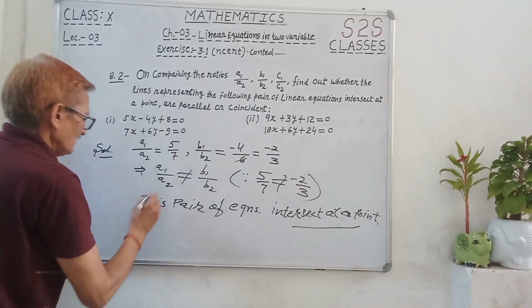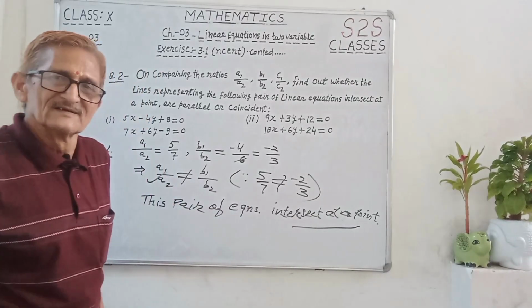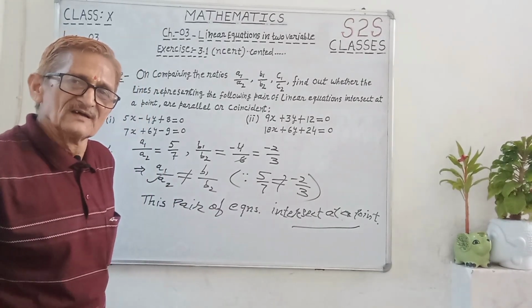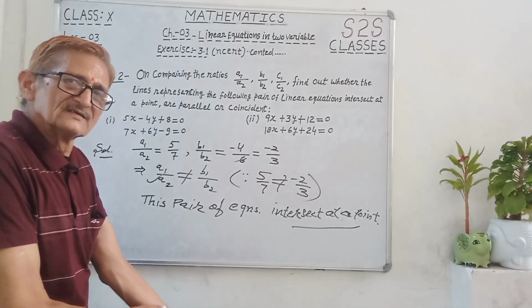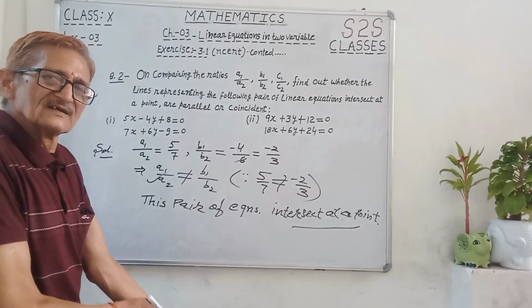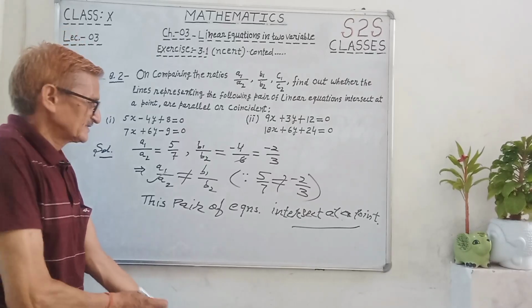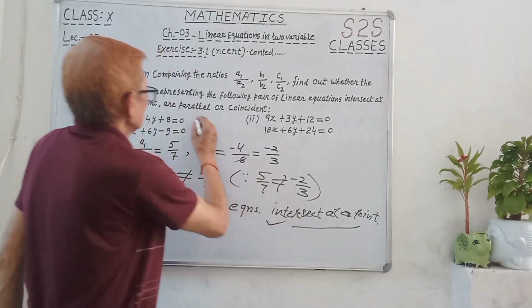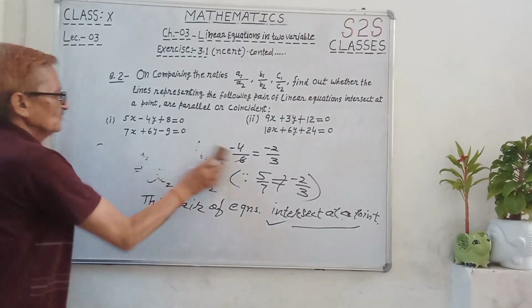Because we know if this condition holds, then that pair of linear equations, the lines intersect at a point. Okay, so first is done. Now second part, similarly we can do the second part.